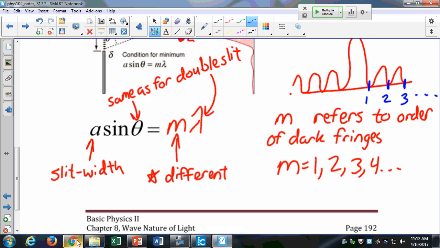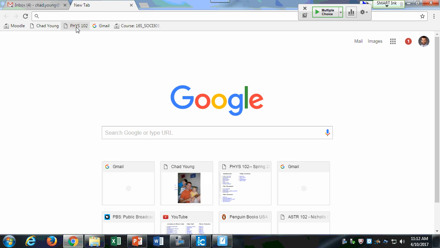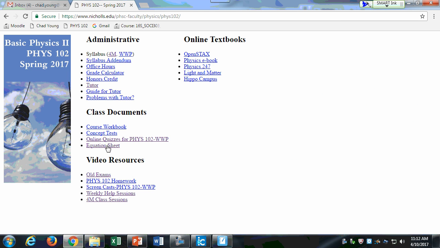Look at your equation sheet. You'll see that it's listed on there.